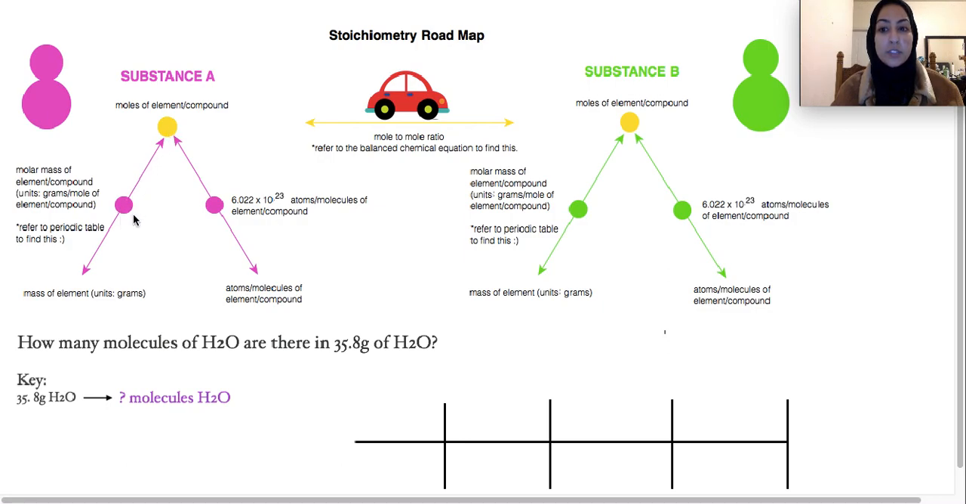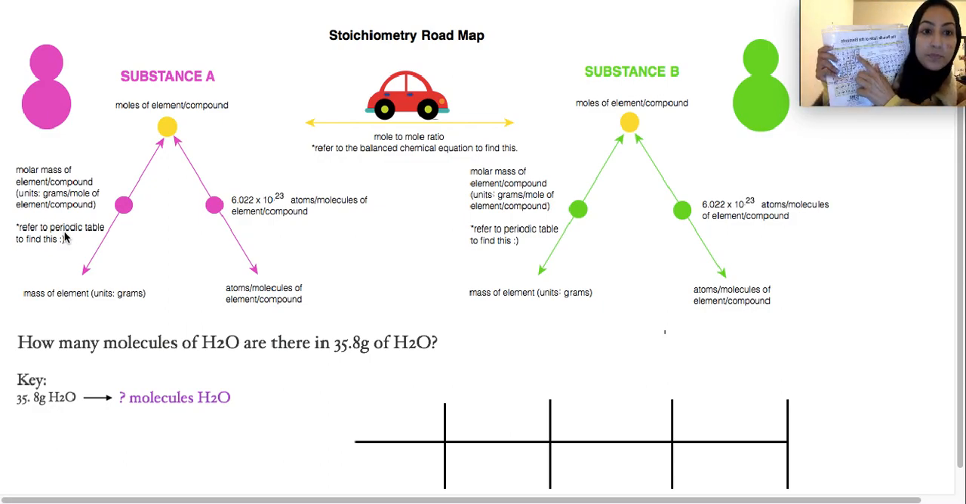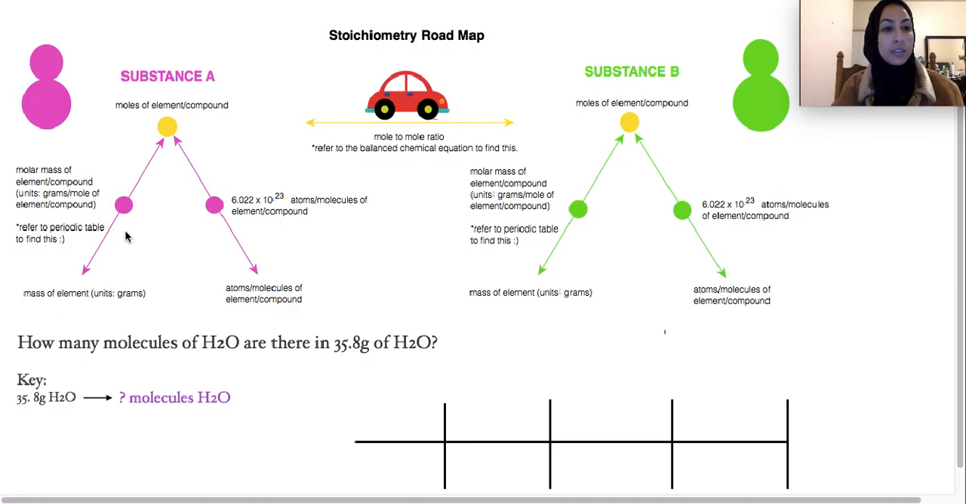But notice there's a pit stop, okay? So I start here. I have to make a pit stop. And my pit stop tells me I need to find the molar mass of aluminum from my periodic table, okay? So if you get your periodic table, you'll notice that aluminum has a molar mass of 26.98 grams per 1 mole. So I'll go ahead and put that information in my table, and then I'll move on until I reach my destination, which would be moles. Okay? So in order to find mass to moles, I would move this way. Moles to mass, I would move this way.